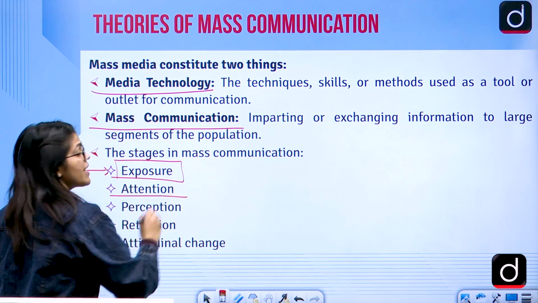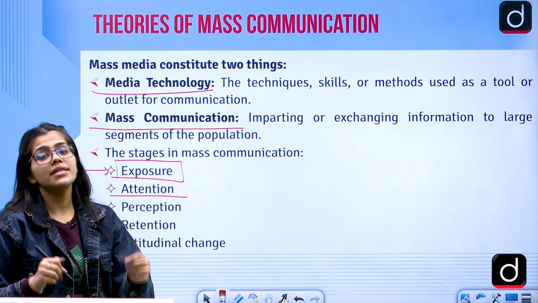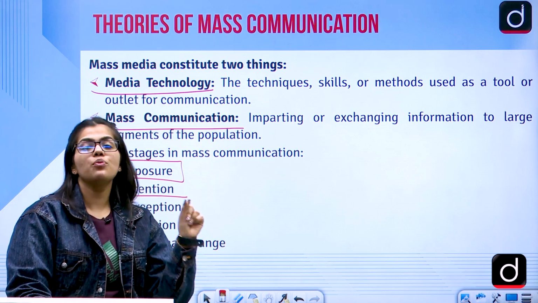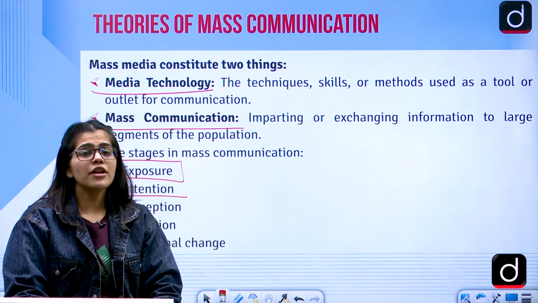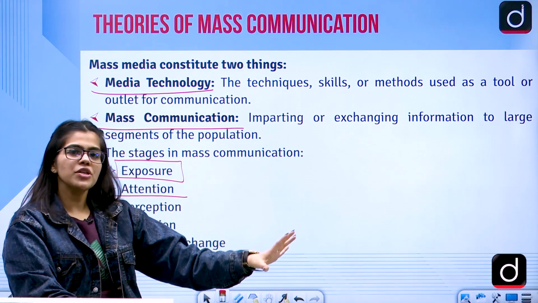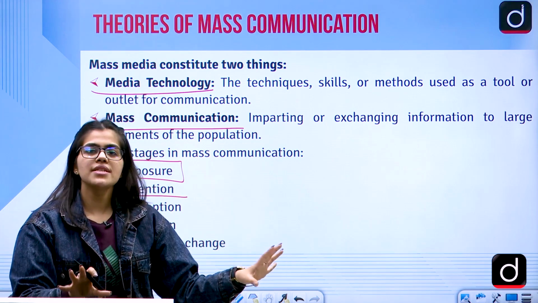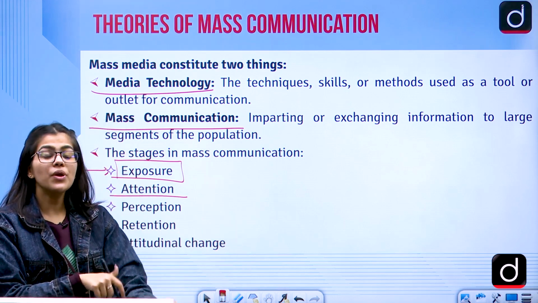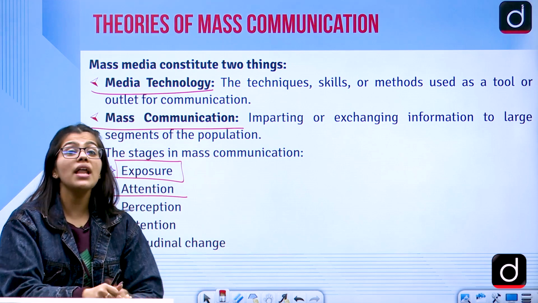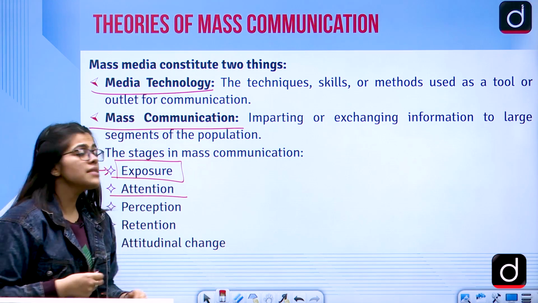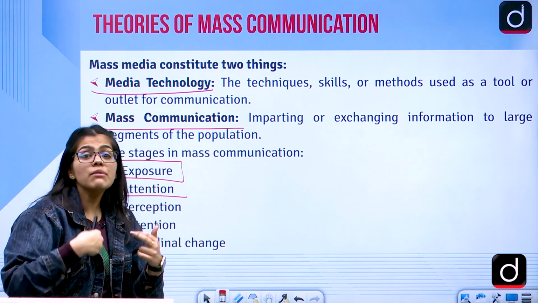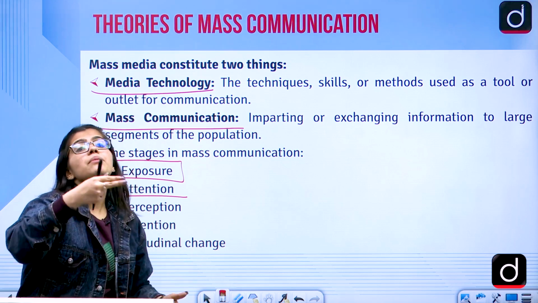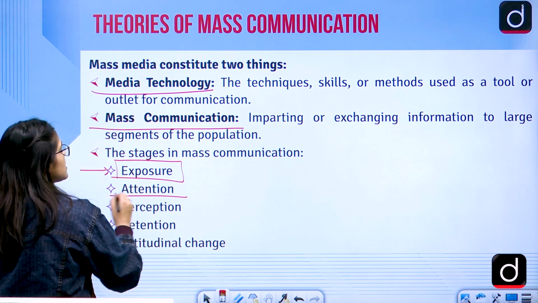Then you have attention. You will only pay attention to those things which you feel will add value to whatever you are doing. I know that watching dance videos won't help me clear the UGC NET exam, but watching my video or the last lap videos, that is the PYQ series, will help you clear the exam. So what is it? This is your attention. It came to your attention that you have to do a particular thing to gain benefit out of it. So this is the second step.